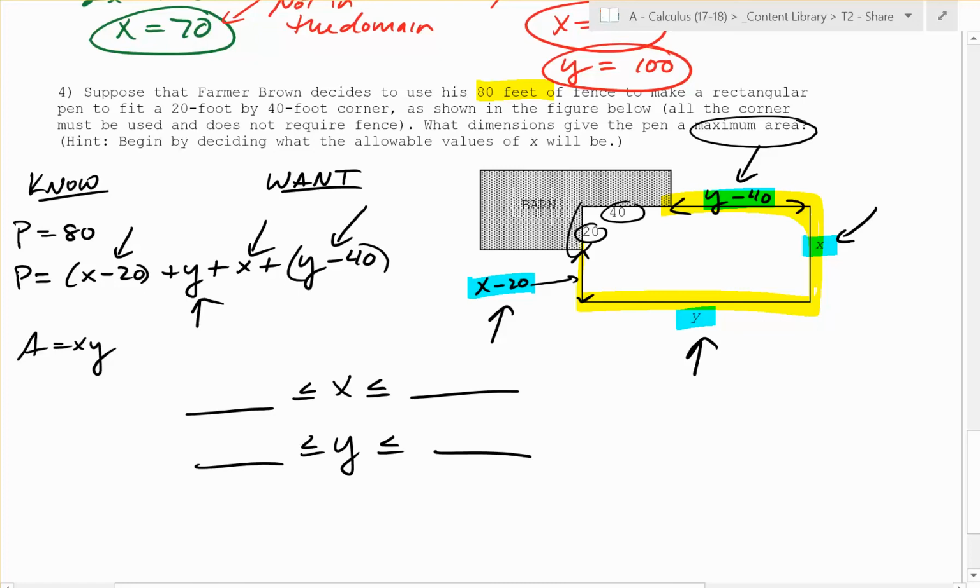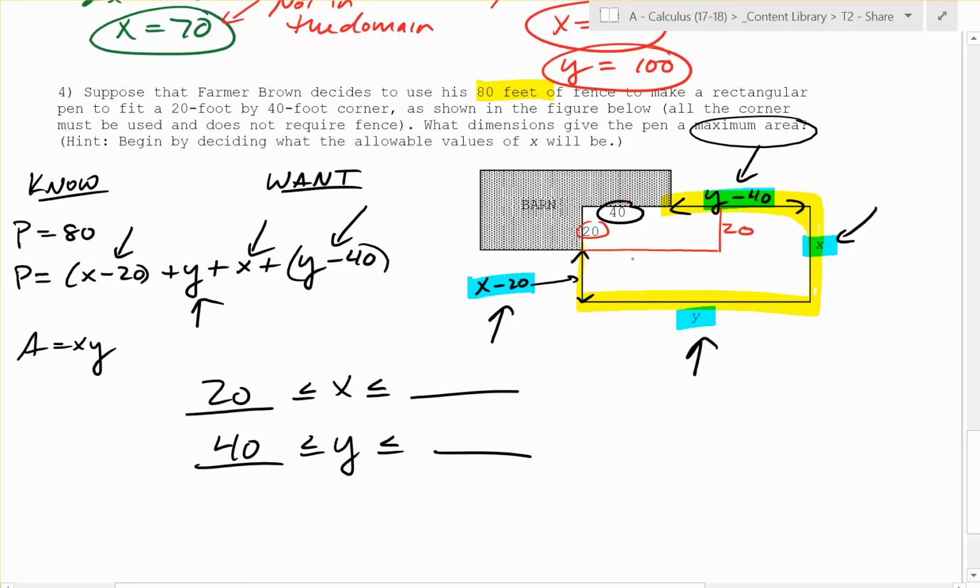So assuming we cover this entire side, x has to be at least 20. And assuming we cover this entire side right here, which we do, it has to be 40. What's the biggest it can be here? Well, if you keep this at 20, how far out can you go? How far out can you go and still be 80? So if this is 40 and 20 right there, that's going to be 20 right there.